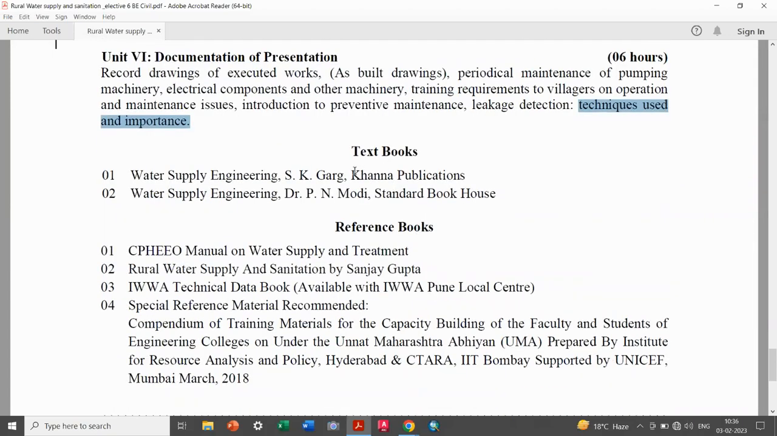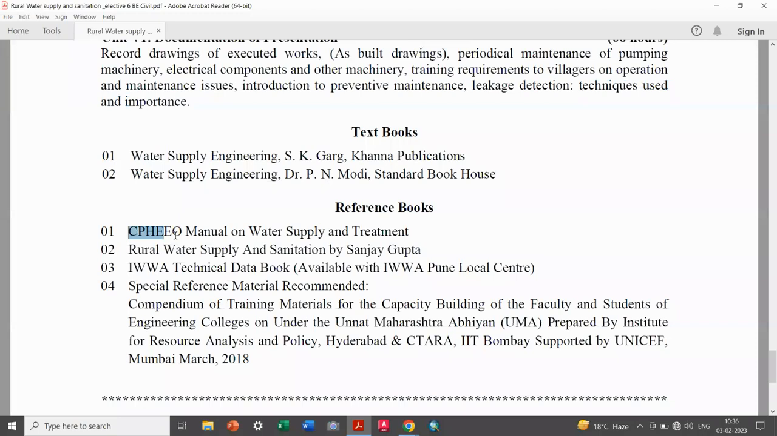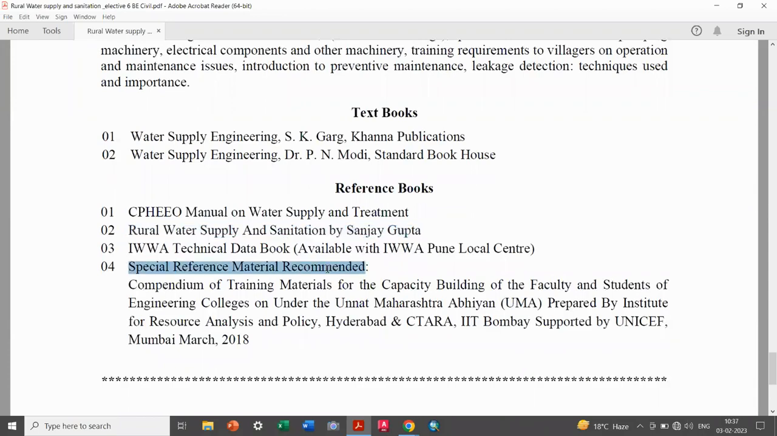So you can see the reference books, textbooks: Water Supply Engineering by Steel and McGhee, by P.N. Modi. Then you can go through this manual. I have provided this manual on our group for your help. CPHEEO manual on water supply. Then Rural Water Supply and Sanitation by Sanjog Gupta. This is another book by Datta. IWWA technical data book. Special reference material recommended.